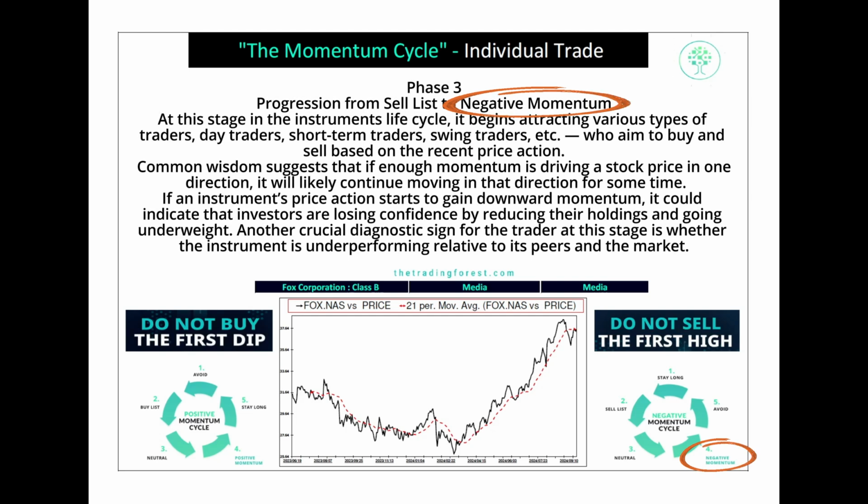Phase 3. Progression from sell list to negative momentum. At this stage in the instrument's life cycle, it begins attracting various types of traders, day traders, short-term traders, swing traders, etc., who aim to buy and sell based on the recent price action. Common wisdom suggests that if enough momentum is driving a stock price in one direction, it will likely continue moving in that direction for some time.